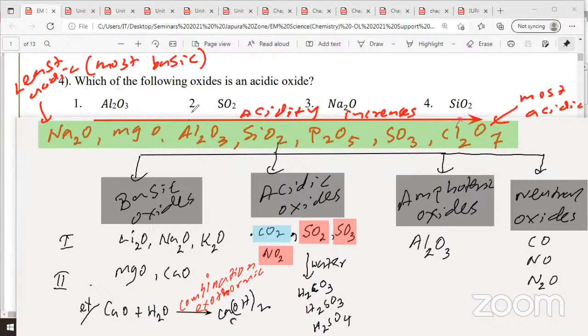So what is the answer here? Sulfur dioxide, SO2. Silicon dioxide. The other most important thing: if you are not sure about the answer, you can first omit the most incorrect answer.